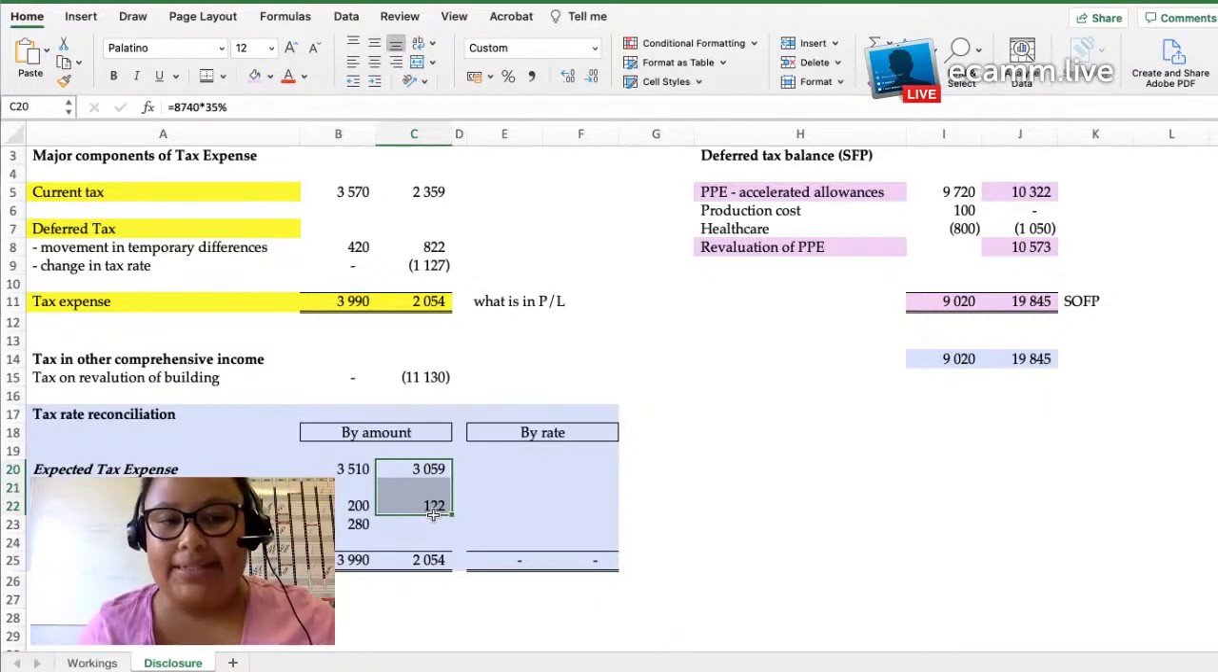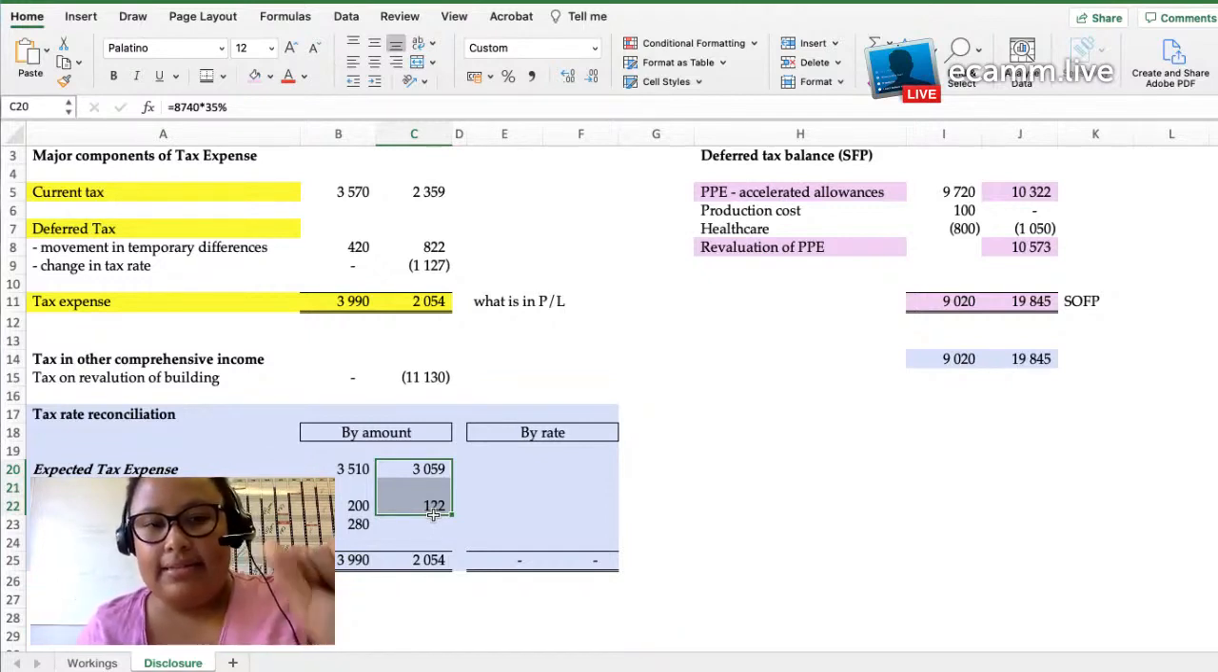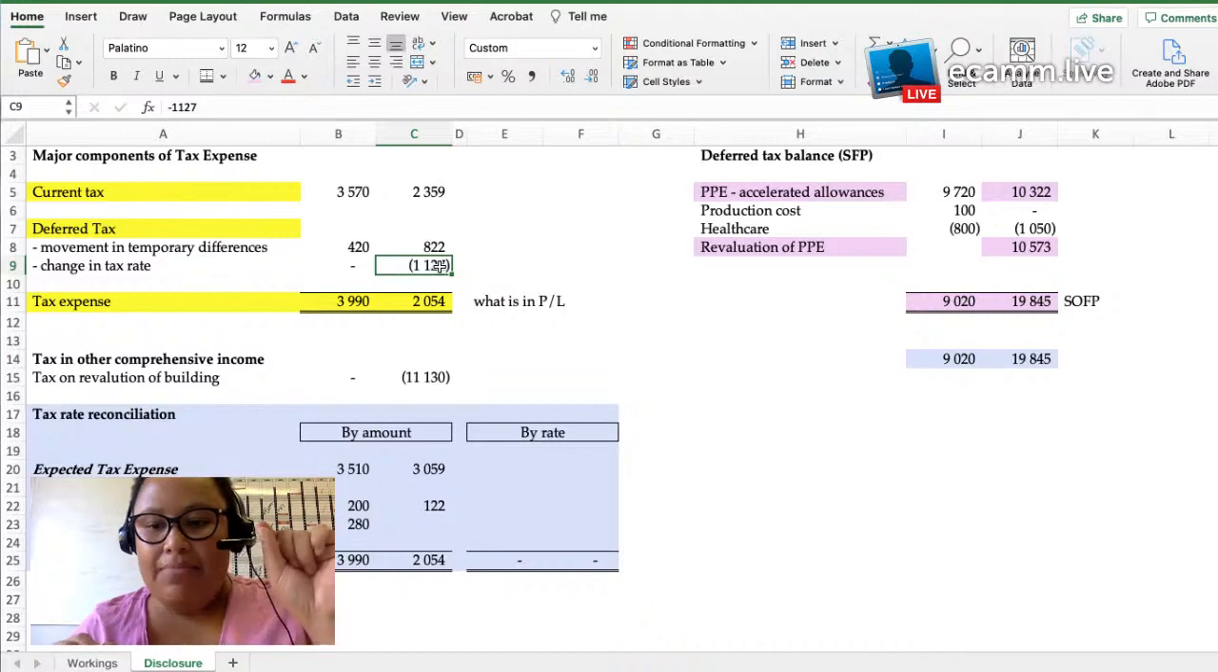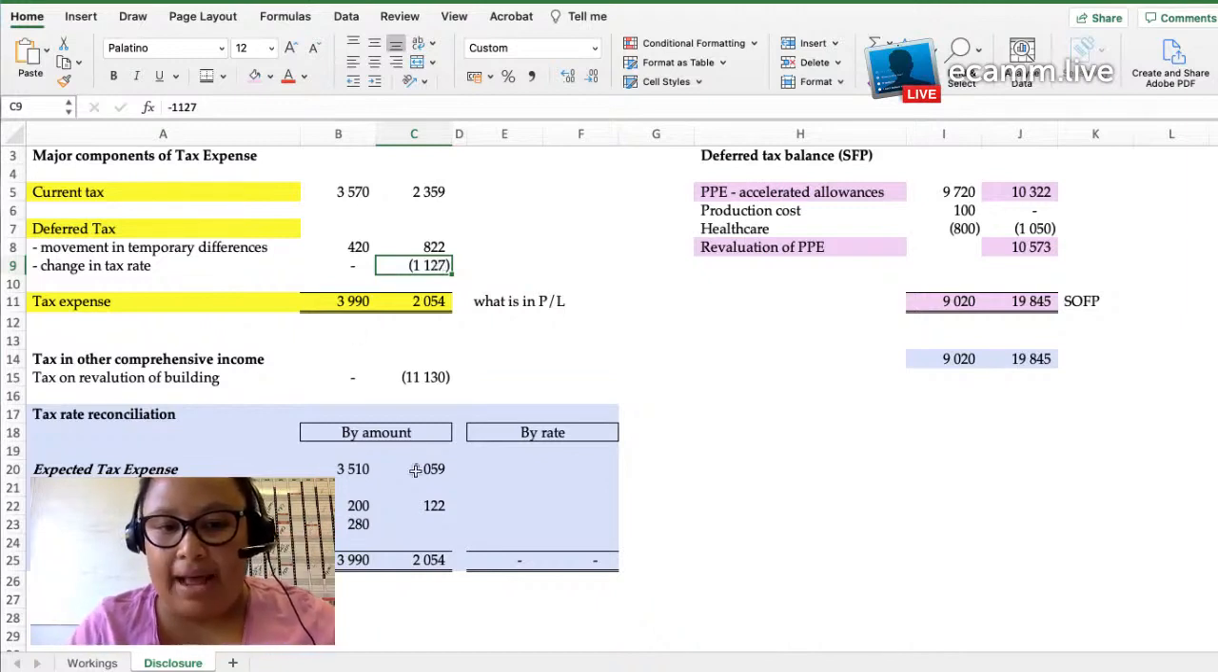So what happened in X6 that has an impact on my tax? Now I want you to look up here. Can you see the change in the tax rate? Think about the impact. In my expected tax, I've got my accounting profit multiplied by 35%. So I've calculated my expected tax at 35%.